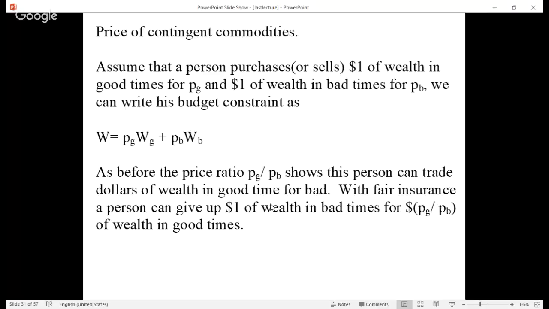Now I'm going to change that up just a little. As before, I'm going to assume that the ratio of prices of good to bad, I told you we should have waited, guys.